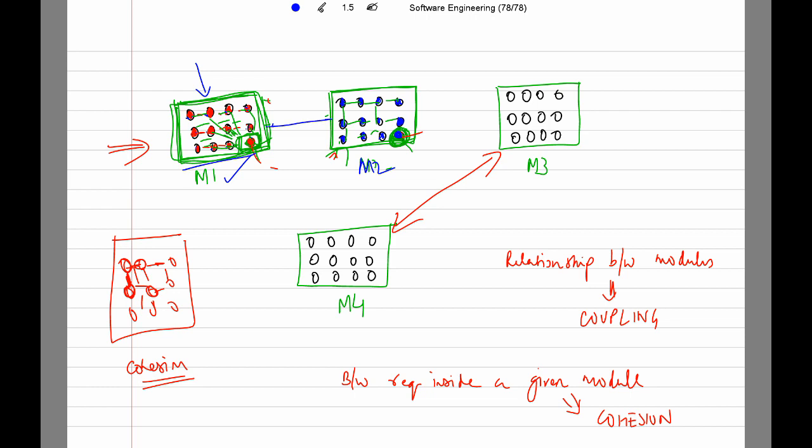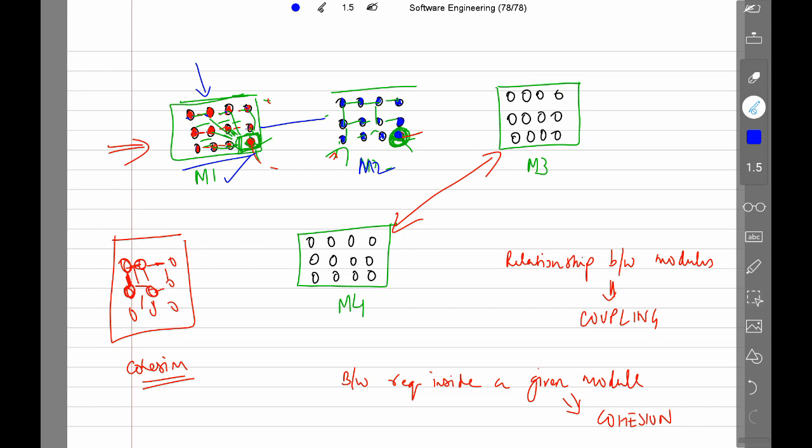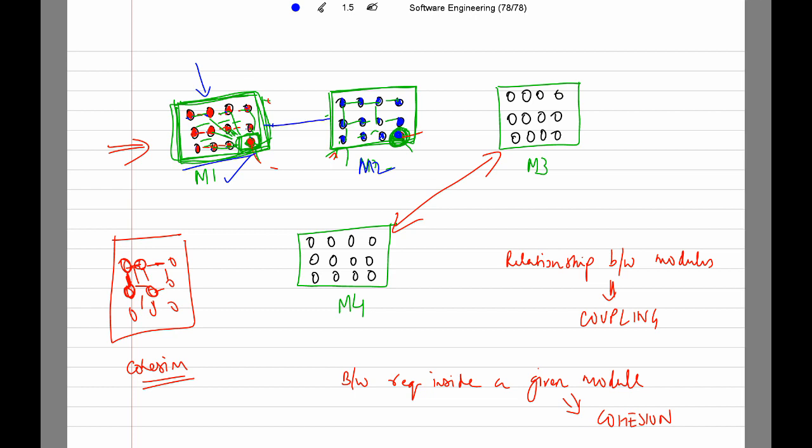Coupling is the measure of the degree of interdependence or interaction between two modules. How the two modules are dependent on each other, right? How closely they are dependent on each other or not. So having low coupling is good for your design because I don't want any dependency between two modules. The modules should be functionally independent.